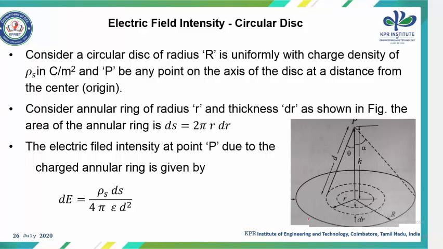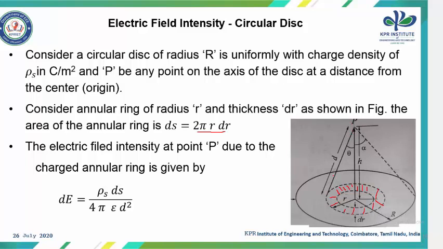This is the origin. This radius is R. Now consider the circular ring of radius r and thickness dr as shown in the figure. The area of the circular ring is ds equal to 2 pi r into dr. Now you want to find the electric field intensity at your point P. So this is your point P.